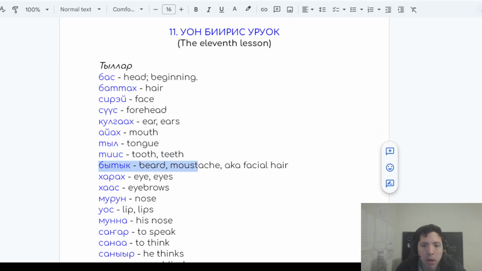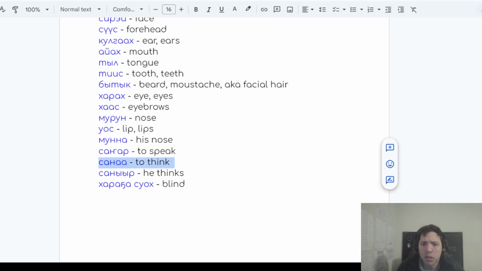Buttock, beard, mustache, or facial hair. Buttock. Harach, eye or eyes. Harach is Mongolian for to see or to look. So I would presume, considering Sakha does have a hefty amount of Mongolian vocabulary, that it is from Mongolian. Okay. Has, eyebrows. Bur, burun, nose. Was, lip or lips. Bunda, his nose. Sangar, to speak. Sana, to think. Also from Mongolian, I believe.